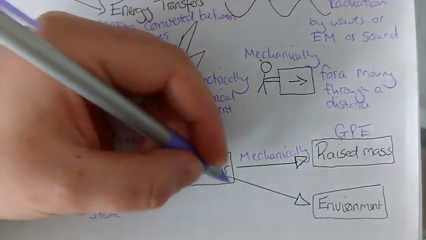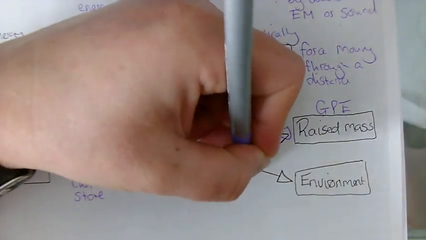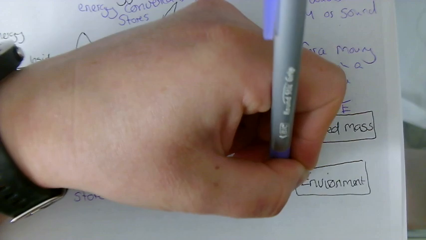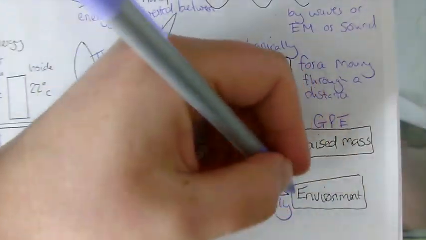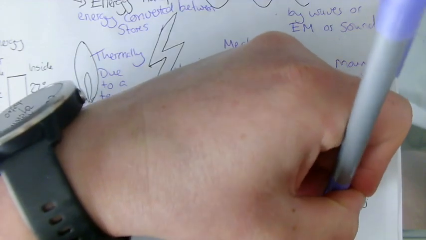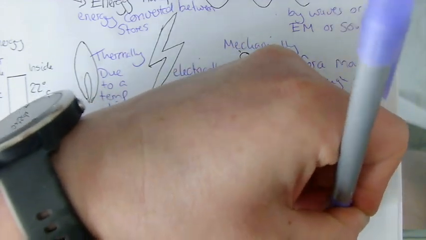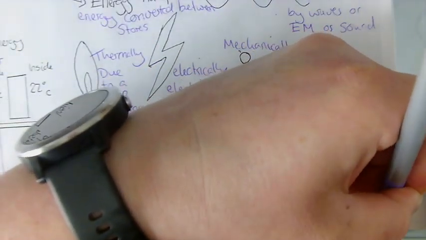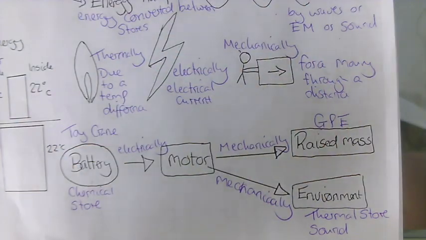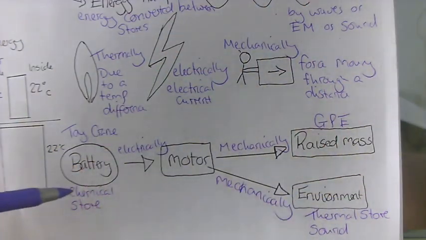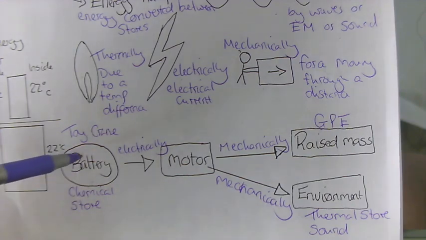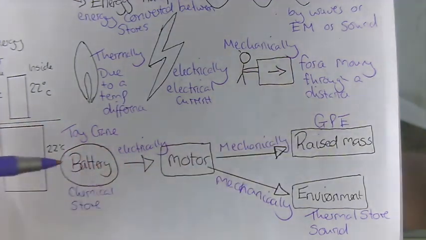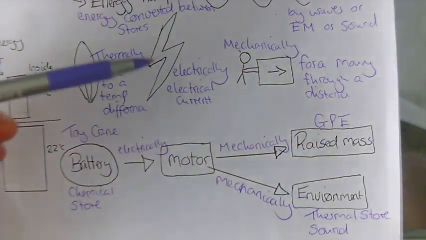The other thing that we've done is, as we've moved it mechanically, we have produced thermal and sound energy, which means we've got a store of thermal and sound. Okay, so we've now transferred our chemical energy store to a thermal store and a gravitational potential energy store, as we've had a change through our toy crane.